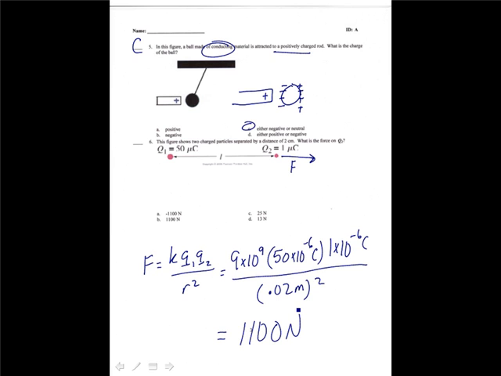Alright, I give you both 1100 and negative 1100. The answer here is positive 1100 because it's to the right. If I asked you, by the way, for the force on Q1, which is not what I'm asking, but if I did, this would be negative 1100. And this force is positive 1100. So the answer here is B.